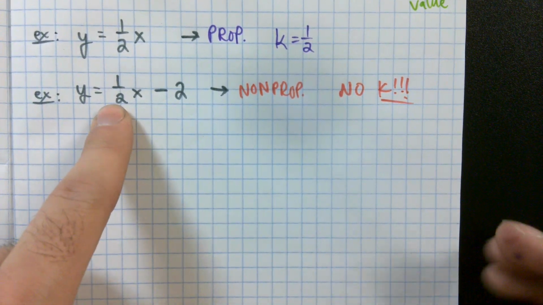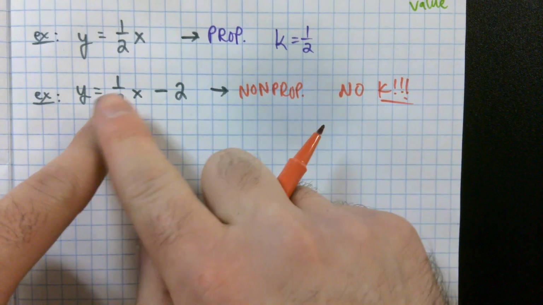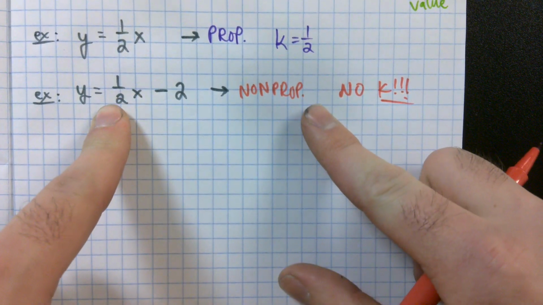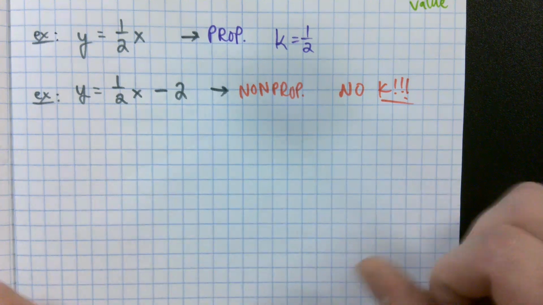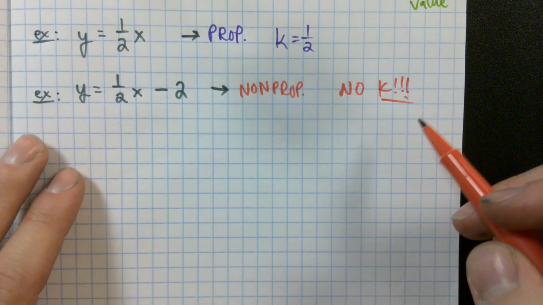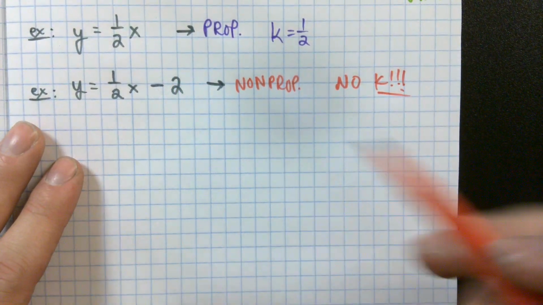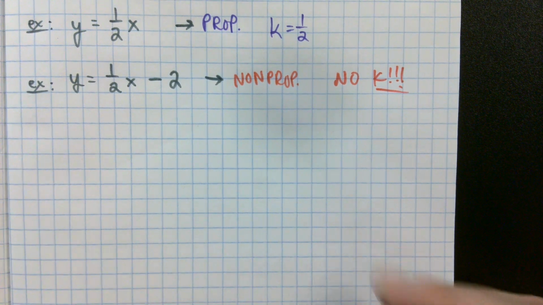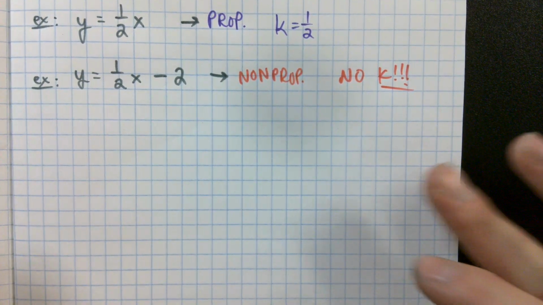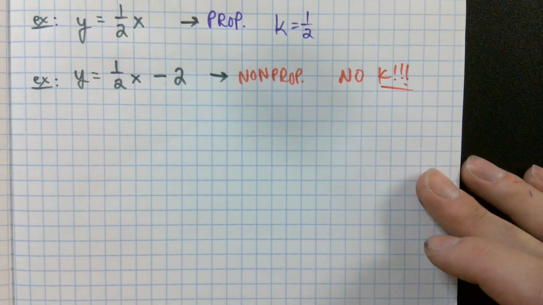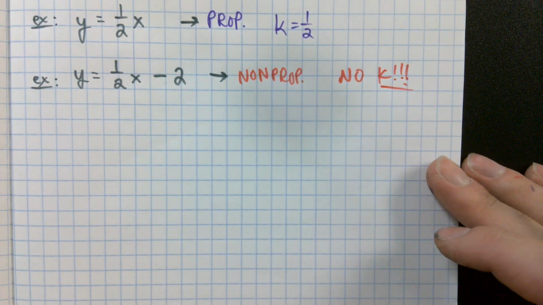Even though 1/2 is in front of my x, this is not proportional. So 1/2 cannot be my constant of proportionality. I know that's a lot of big words and it can be confusing. If you see that extra number on the end, right away it's not proportional. In the same way that yesterday, if you saw that line not going through the origin, it is not proportional.